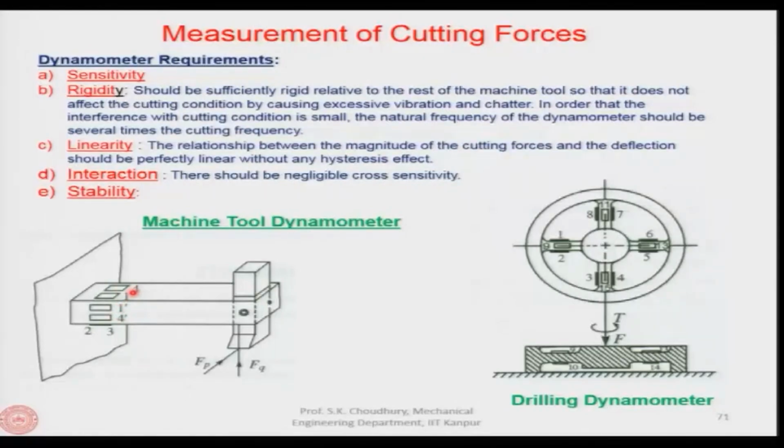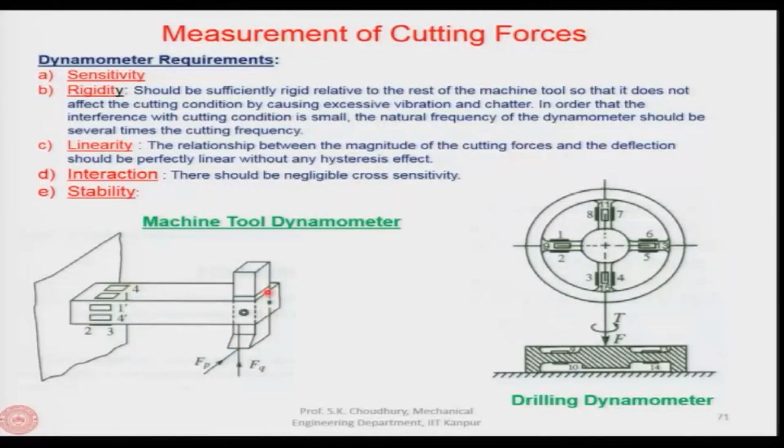So, 1, 2, 3, 4, as you understand, like we have discussed in the case of the cantilever beam, will sense the force which is acting like this. This is the FQ, which can be considered to be a thrust force. Perpendicular to that is the FP, which is the cutting force. It will be sensed by these 1 prime, 2 prime, 3 prime and 4 prime sensors, and the effect of FQ will not be there on the 1 prime, 2 prime, 3 prime and 4 prime, and vice versa, that is the effect of FP will not be on the 1, 2, 3, 4 sensors.